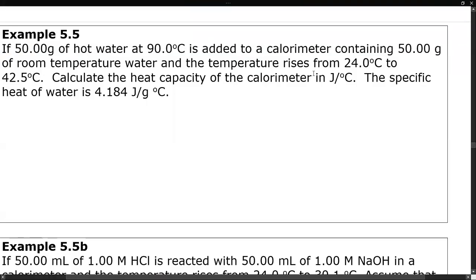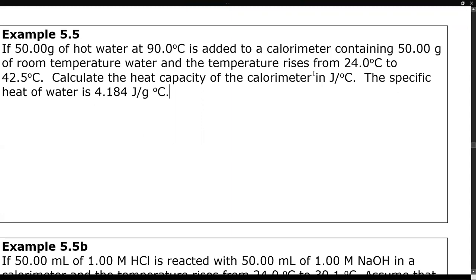Okay, so if we got 50 grams of hot water at 90 degrees Celsius, add that to a calorimeter cup containing 50 grams of room temperature water at 24 degrees Celsius, the resulting mixture reaches a temperature of 42.5 degrees Celsius. We want to calculate the heat capacity of the calorimeter cup in joules per degree Celsius. And the specific heat of the water is 4.184 joules per gram degree Celsius.